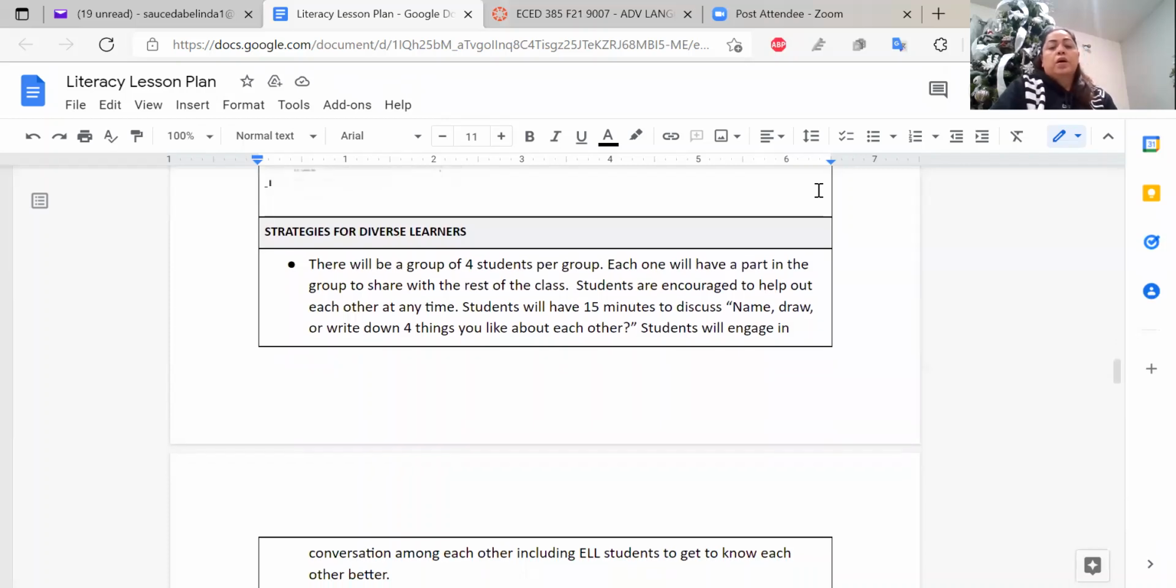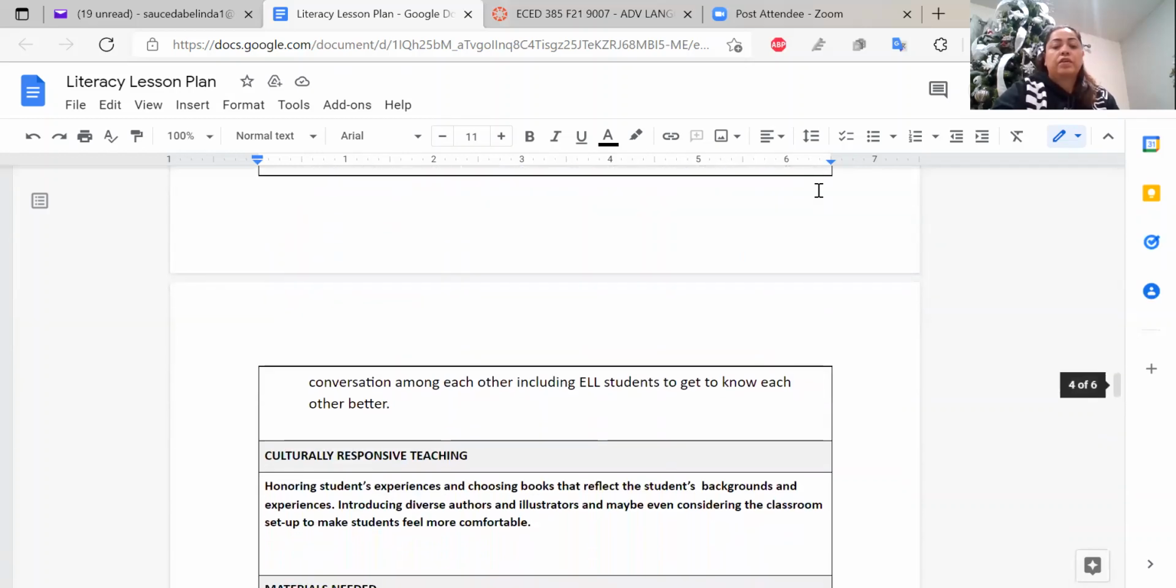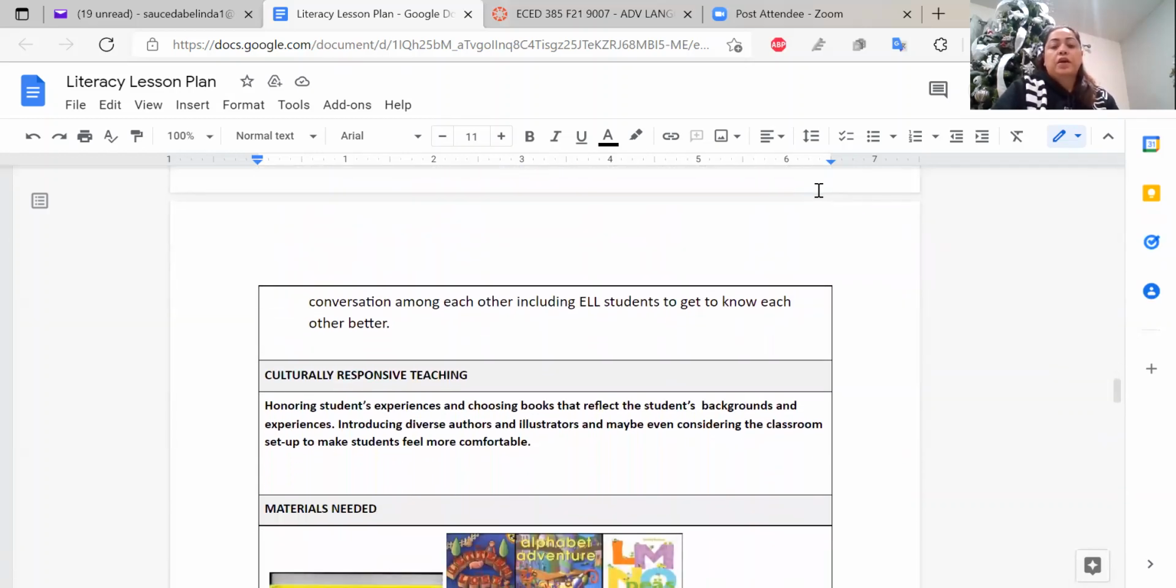Strategies for diverse learners: there will be groups of 4 students for this activity. Each one will have a part in the group to share with the rest of the class. Students are encouraged to help each other at any time. Students will have 15 minutes to discuss, name, draw, or write down 4 things they like about each other. Also, the students will engage in conversation among each other, including other students and early language learner students, to get to know each other better.